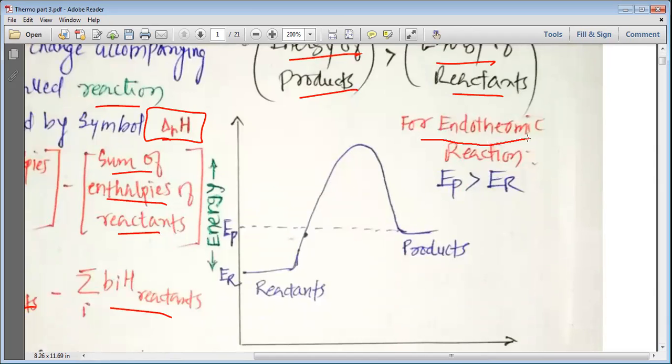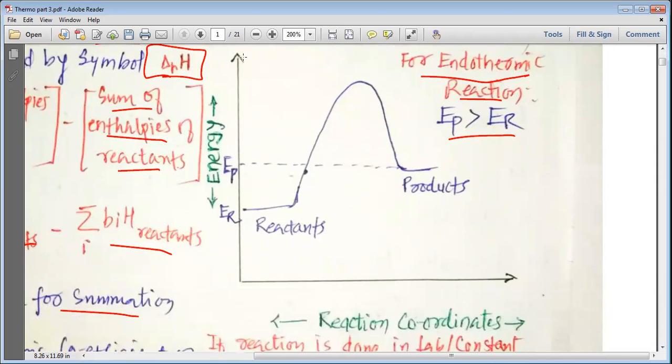And for any such endothermic reaction, where energy is added to the reactants and then products are formed, we can say that the energy of the products is more than the energy of the reactants. If we plot the graph of energy versus reaction coordinate, with energy on the y-axis, we can see that the energy of the reactants is less than the energy of the products, and the products are settled at a higher energy level as compared to the reactants. This is how we understand the endothermic reaction.